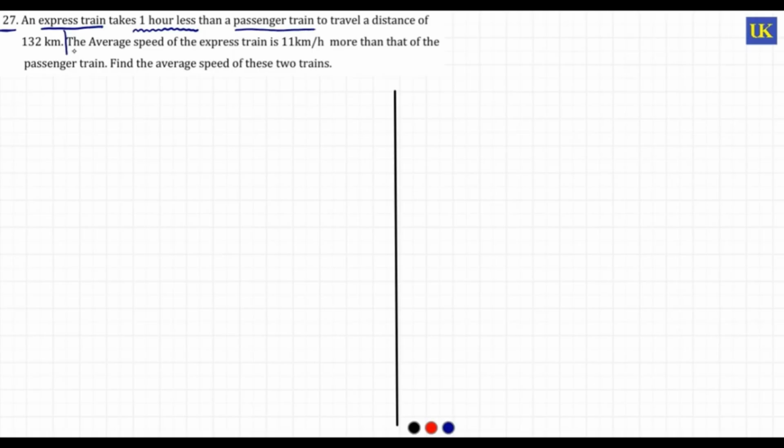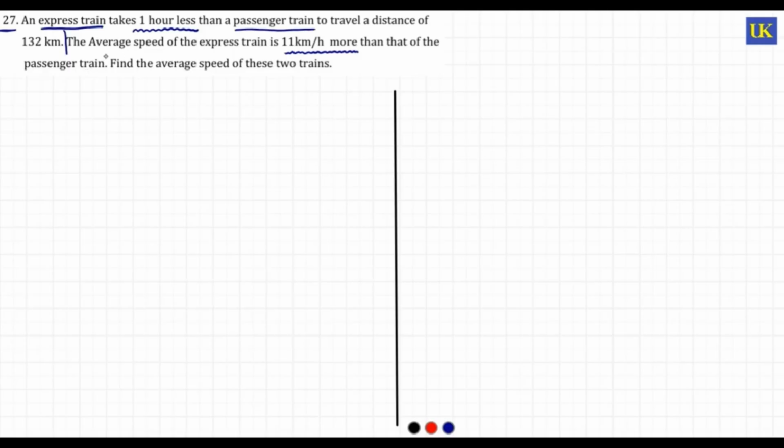Then next they are saying that the average speed of the express train is 11 kilometers per hour more. So the speed of the express train is 11 kilometers per hour more when compared to that of the passenger train. So the express train is going 11 kilometers per hour faster when compared to the average speed of the passenger train.